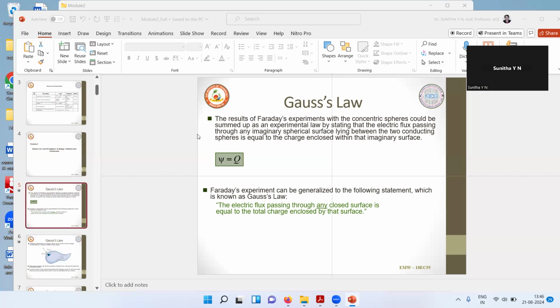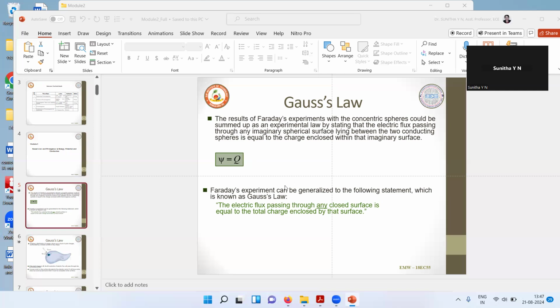It says that the electric flux lines which leave the closed surface are equal to the charge enclosed. I repeat, here we have an equation that is psi equals Q, where psi represents the flux lines crossing the closed surface, equal to the charge enclosed. So very simple theory here. In a closed surface, if you are having Q amount of charge, then the number of electric flux lines which leave the closed surface will be equal to the charge itself. So Faraday's experiment can be generalized to the following statement, which is known as Gauss law.